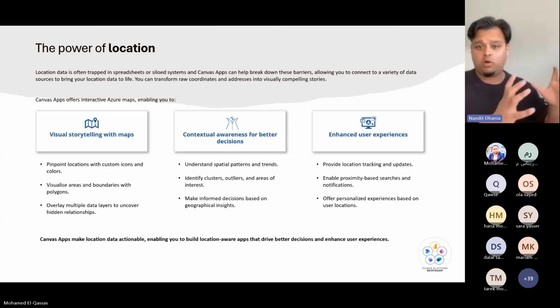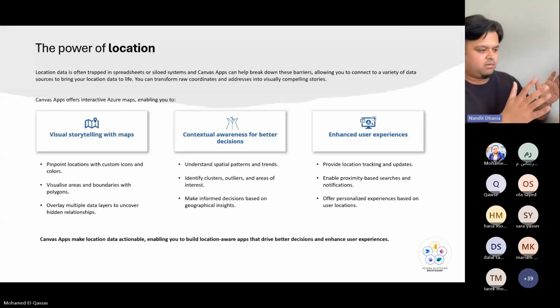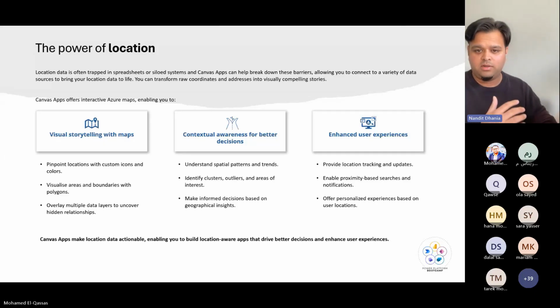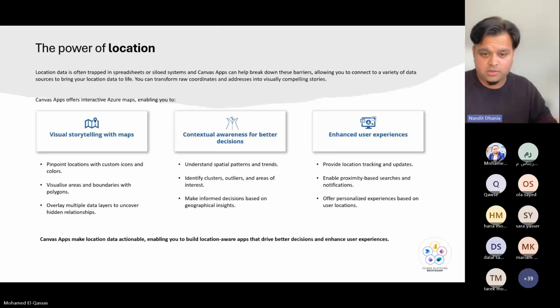For example, if we have more clients on the west side, which is something you'll only be able to realize once you put all these latitude and longitude data points on a map, then you will realize that most of my clients are in West Riyadh, and in East Riyadh, I don't have many clients. So you can make a better decision that you want to pursue more clients in that region as well. So that type of contextual awareness for better decisions is there when you're using maps.